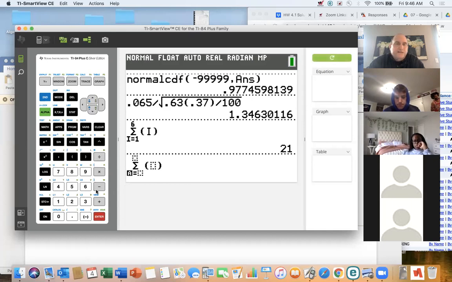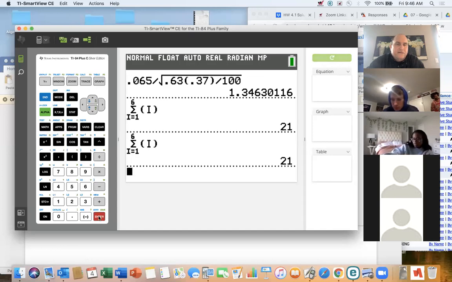So that first one was I goes from 1 to 6. And the formula was just I. Alpha I. And it does that for me. It's smart like that.